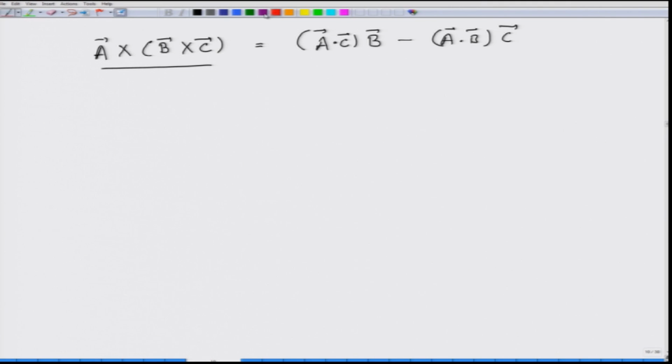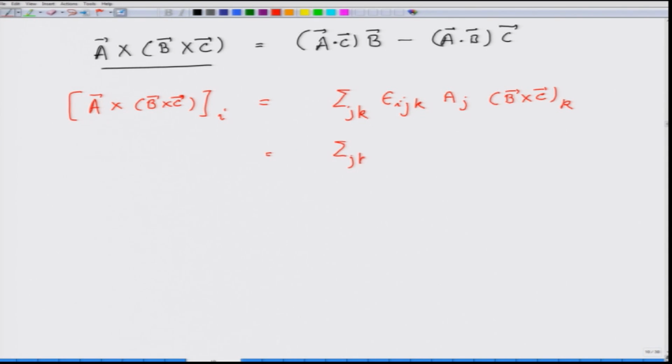So, let us take the ith component of A cross B cross C. This is going to be equal to summation over j and k epsilon_ijk a_j times (b cross c), which is another vector, its kth component, which I can write as summation over j, k epsilon_ijk a_j, and how do I express the kth component of B cross C? It is going to be epsilon_klm b_l c_m, and I am going to sum over l and m also. This is the whole expression.